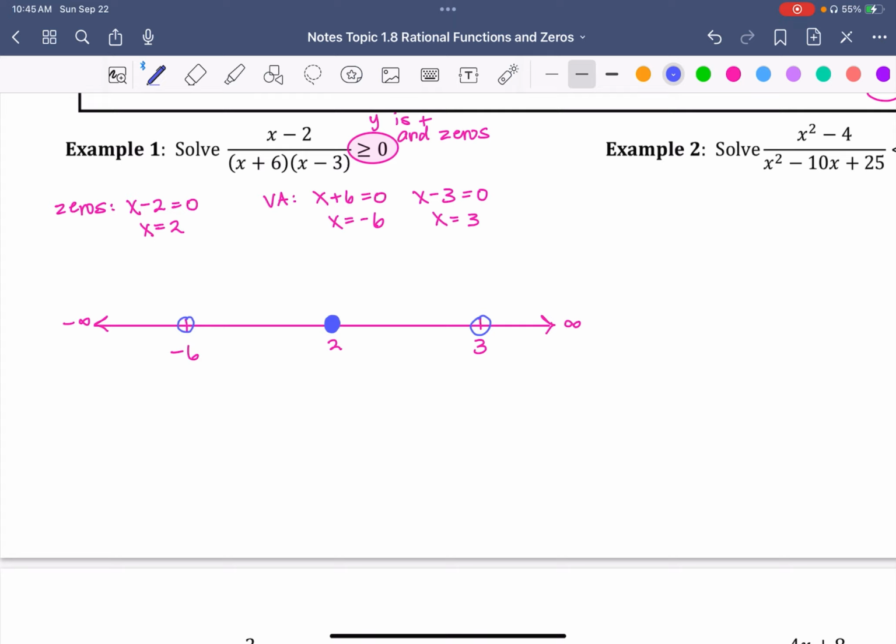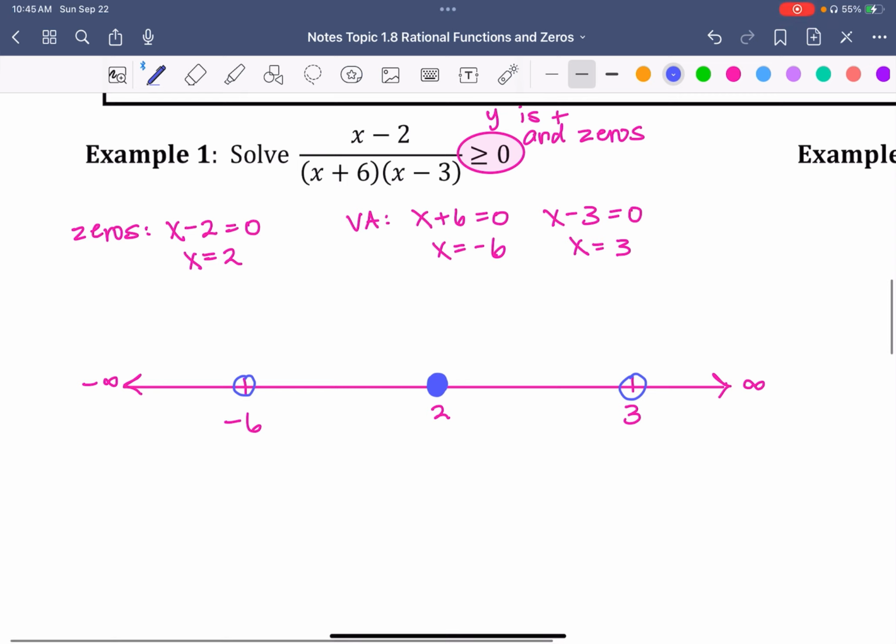Okay, so at this point now you're going to put test values. So anything that comes before negative 6 would work. We could do negative 10. You could have done negative 7, negative 8, negative 9, negative 10, negative 20. It doesn't matter what number you pick as long as it comes before negative 6. In between negative 6 and 2, I'm going to select 0. There's a lot of numbers you could have picked there. You could have picked negative 5, negative 4, negative 3, negative 2, negative 1, 0, 1. But when I have the option to pick 0, I pick 0 because it makes the process faster. Between 2 and 3, I'm going to select 2.5, and after 3, I'm going to select 4.